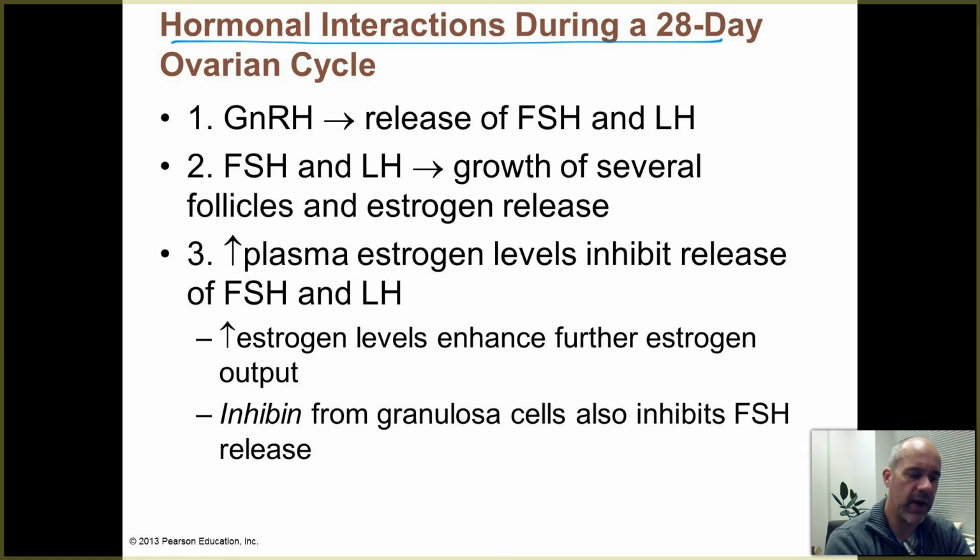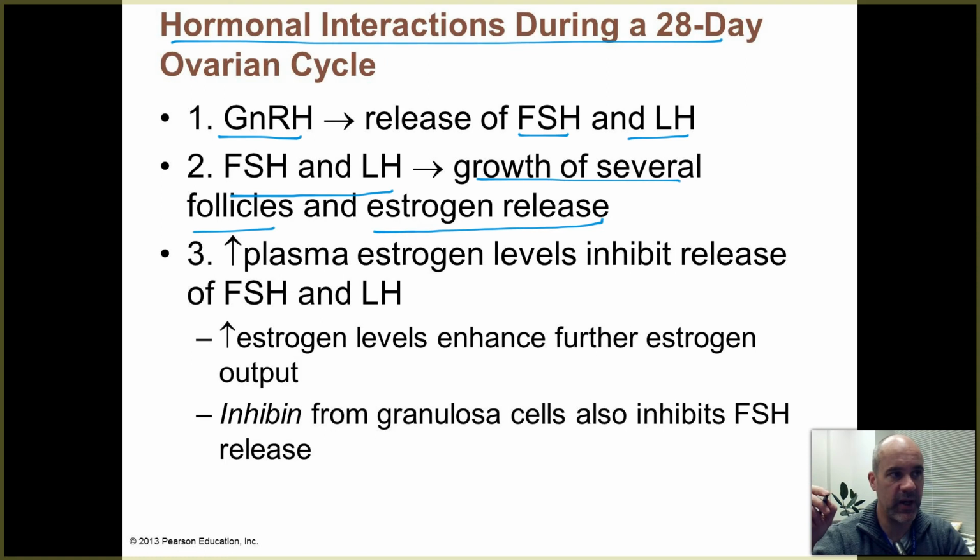Okay, some hormonal interactions during a 28-day cycle. So again, GnRH from the hypothalamus travels down to the anterior pituitary. Anterior pituitary secretes FSH and LH. FSH promotes the growth of several follicles. So the follicles start maturing from primordial to primary to secondary. And also it's stimulating estrogen release. So LH is involved in that as well. So just like LH was stimulating testosterone release in the male, it's involved in estrogen release in the females.